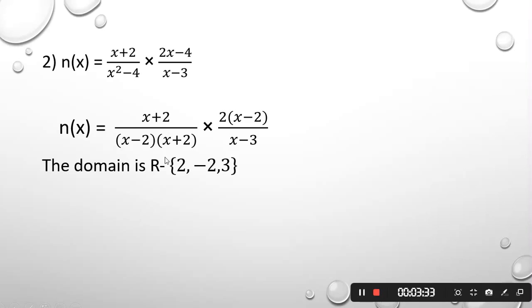In multiplication, we can cancel a numerator with its own denominator or with the denominator of the second fraction. So I will cancel x plus 2 with x plus 2 up and down, x minus 2 with x minus 2, and the remaining parts will be 1 times 2, so 2 over x minus 3. This is a multiplication.